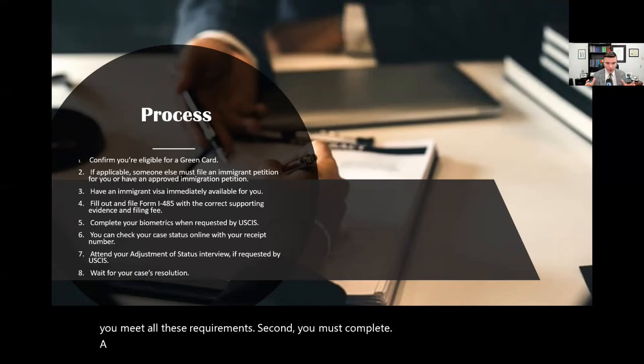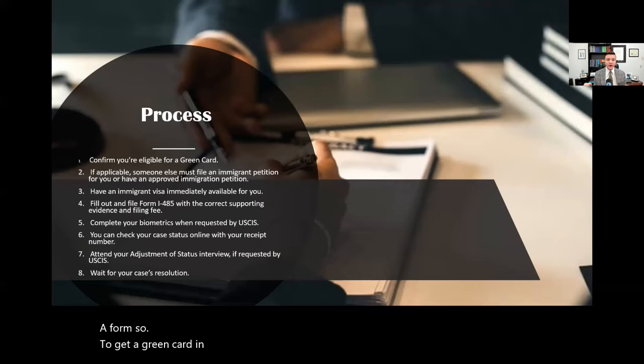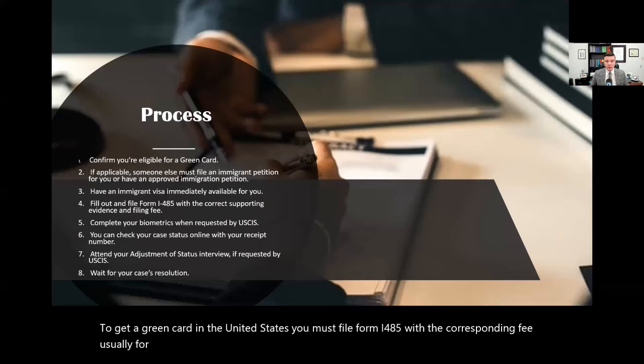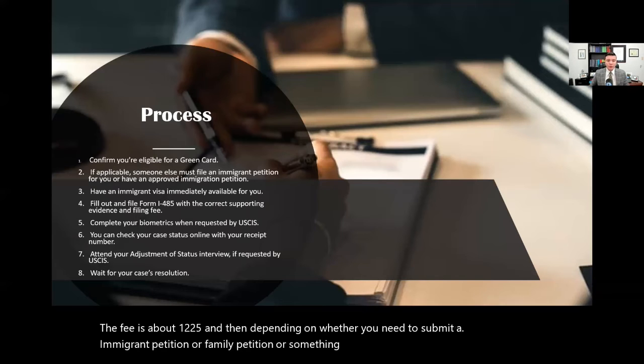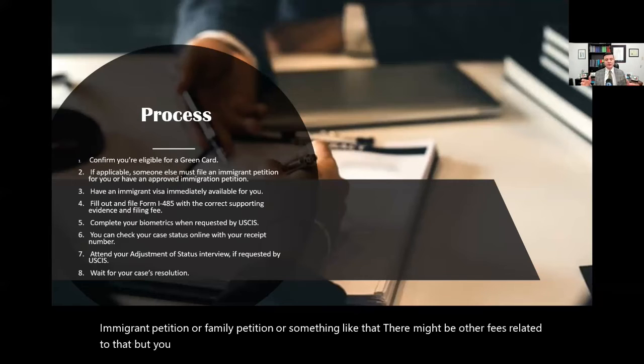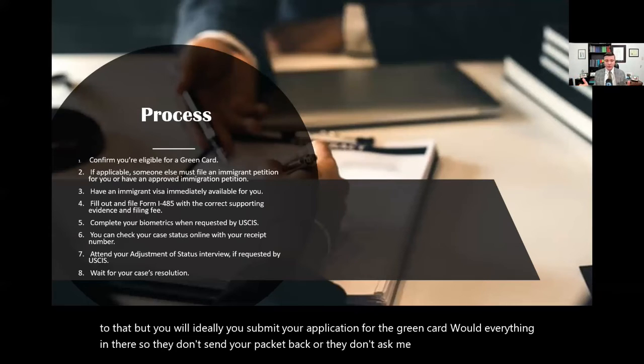So to get a green card in the United States, you must file Form I-485 with the corresponding fee. Usually for people over 18 years old, the fee is about $1,225, and then depending on whether you need to submit an immigrant petition or a family petition or something like that, there might be other fees related to that. But ideally, you submit your application for the green card with everything in there, so they don't send your packet back or they don't ask you for more evidence in the future.